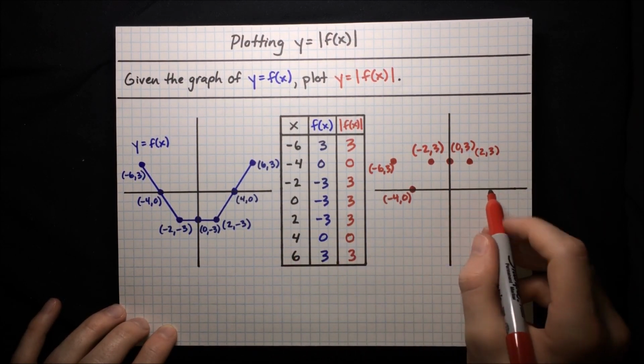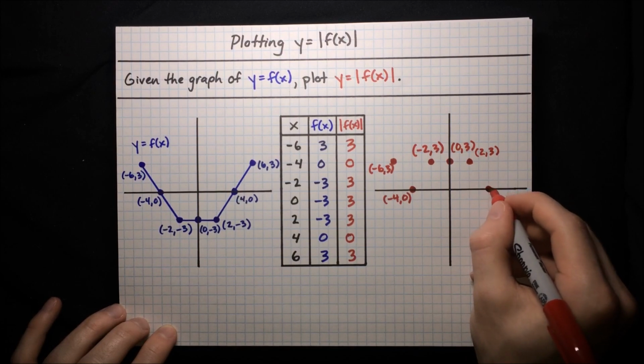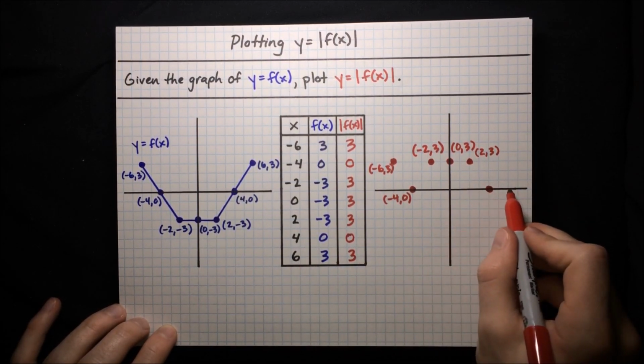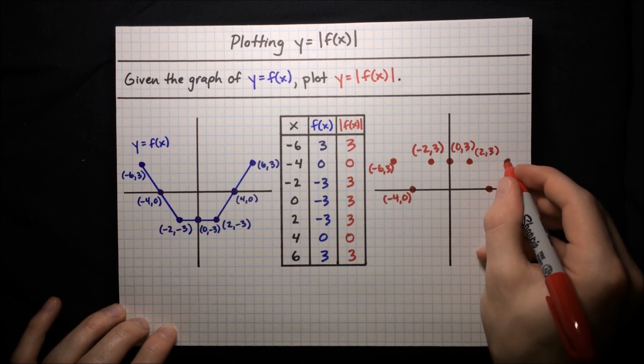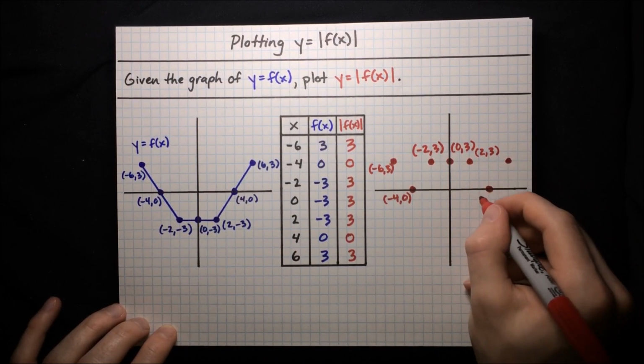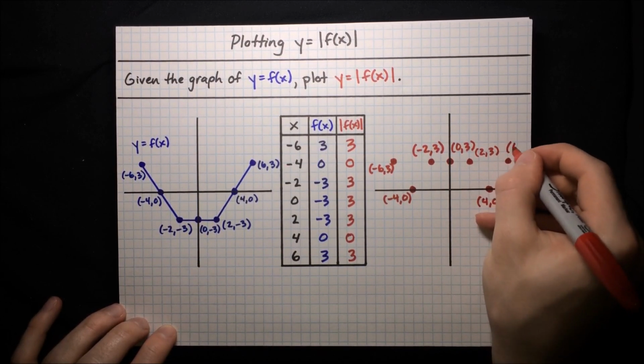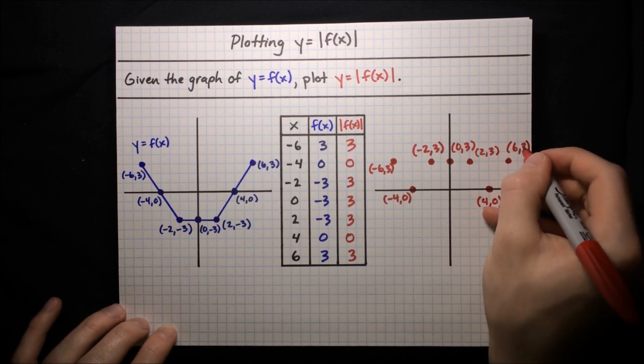So go over 4 and then it lies on the x-axis. And the last one is (6, 3). So over 6 and up 3. Oh, let's label this one too. That was (4, 0), and this one was (6, 3). Okay, we've got our points.